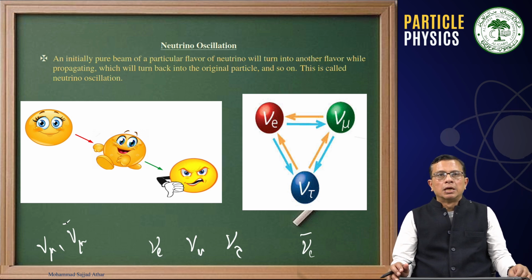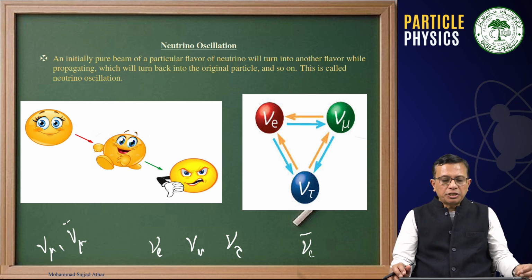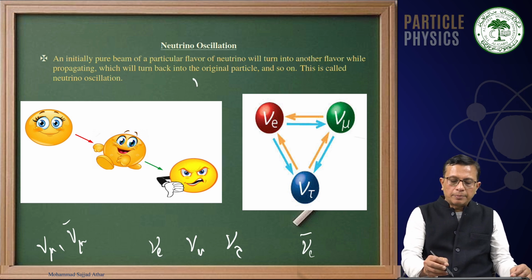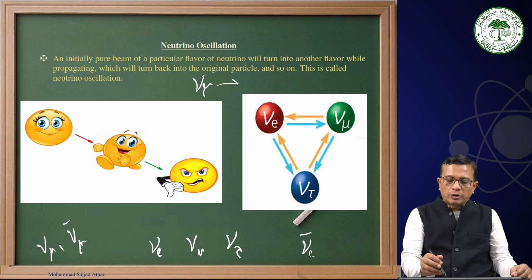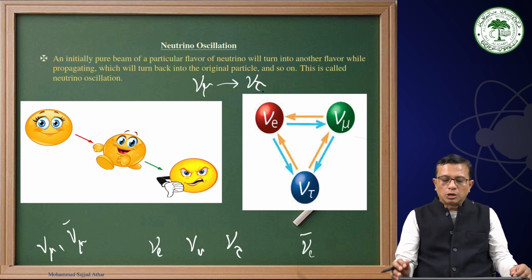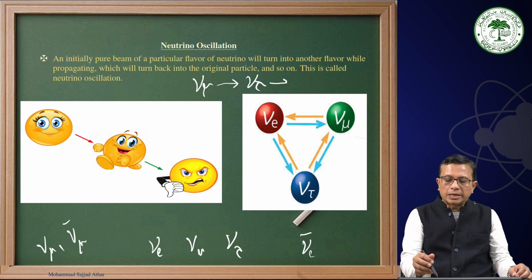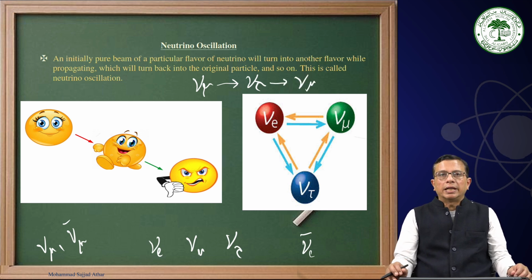Therefore, what is neutrino oscillation? An initially pure beam of a particular flavor of neutrino, say nu mu, will turn into another flavor of neutrino, say nu tau, while propagating, which will turn back into the original particle, and so on. This is what we call neutrino oscillation.